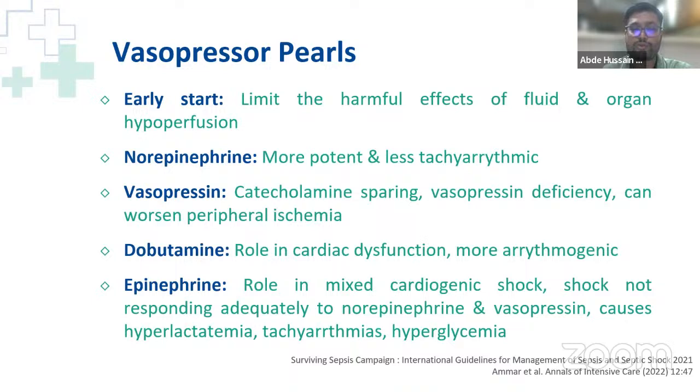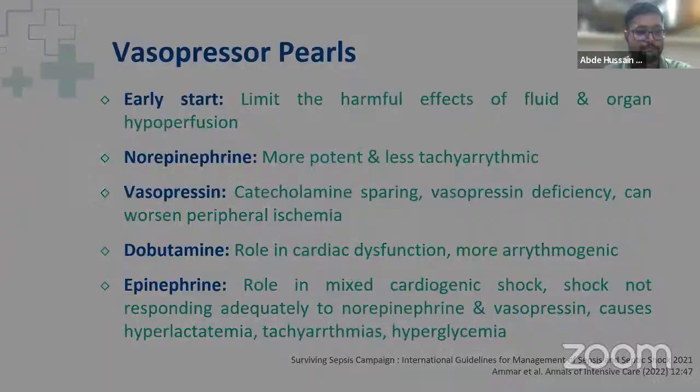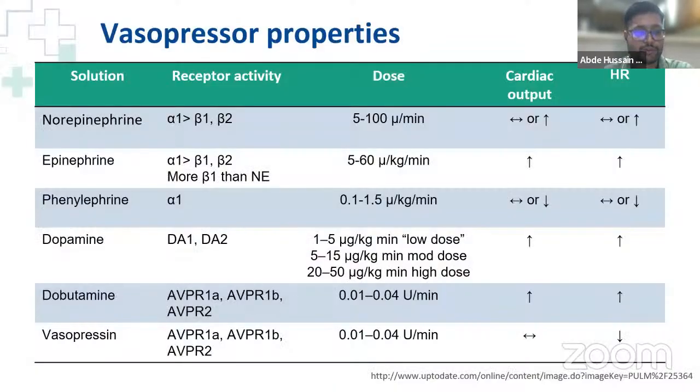Dobutamine has more of a role in cardiac dysfunction, but it is also more arrhythmogenic. Epinephrine has more of a role in mixed cardiogenic shock or shock not responding adequately to norepinephrine and vasopressin, but we need to make sure that it causes hyperlactatemia, tachyarrhythmias, and hyperglycemia. So, cautious use of epinephrine as well. Here are some properties of various vasopressors like norepinephrine: the kind of receptors it acts on, the dosage, and the changes it causes in cardiac output and heart rate.